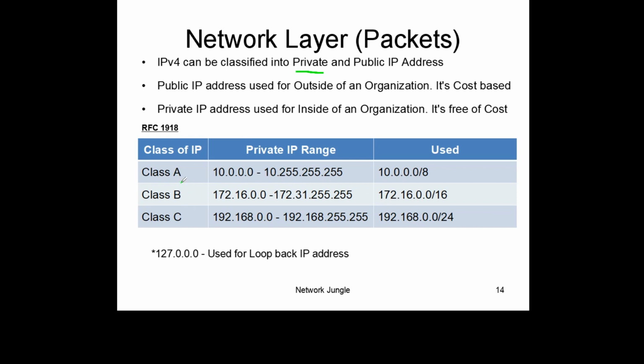Class A is in the range of 10.0.0.0 to 10.255.255.255, class B is in the range of 172.16.0.0 to 172.31.255.255, and class C is in the range of 192.168.0.0 to 192.168.255.255, and 127 is used for the loopback address.